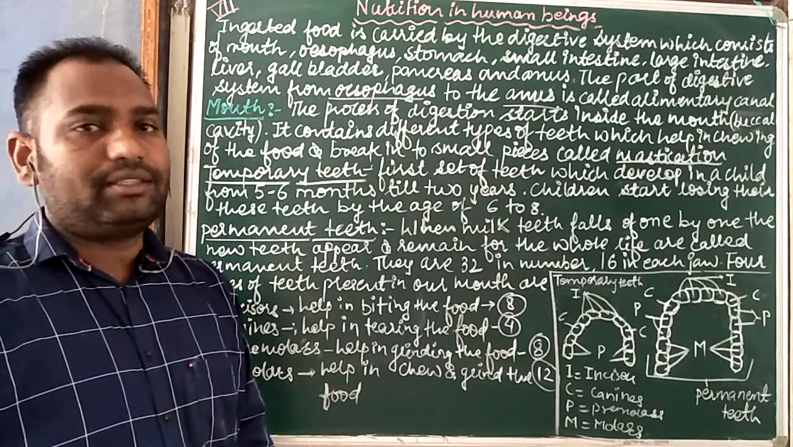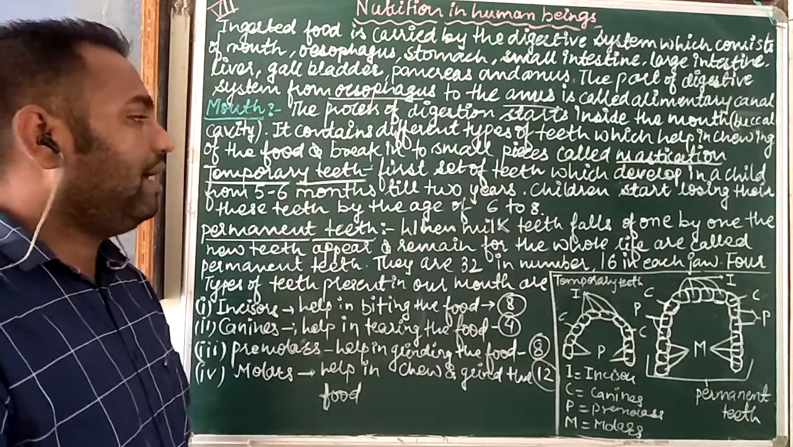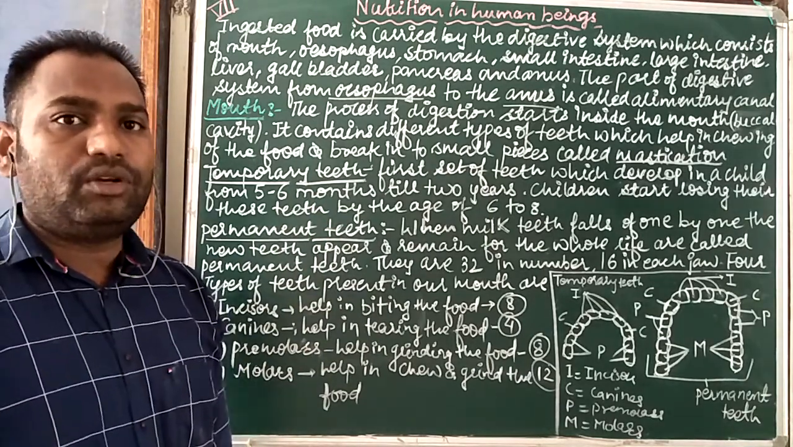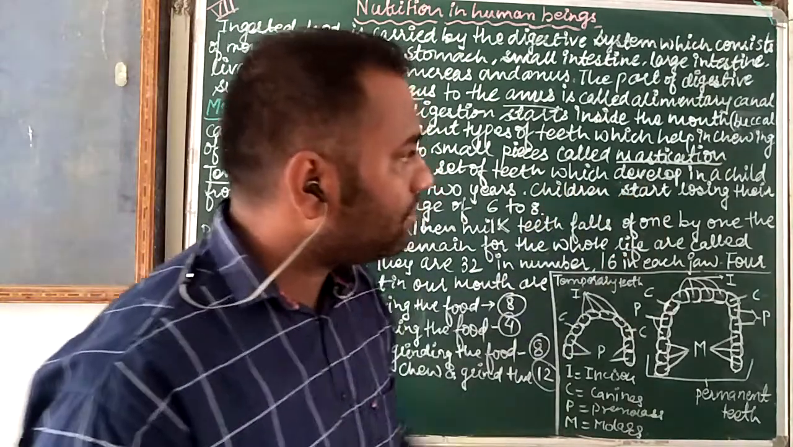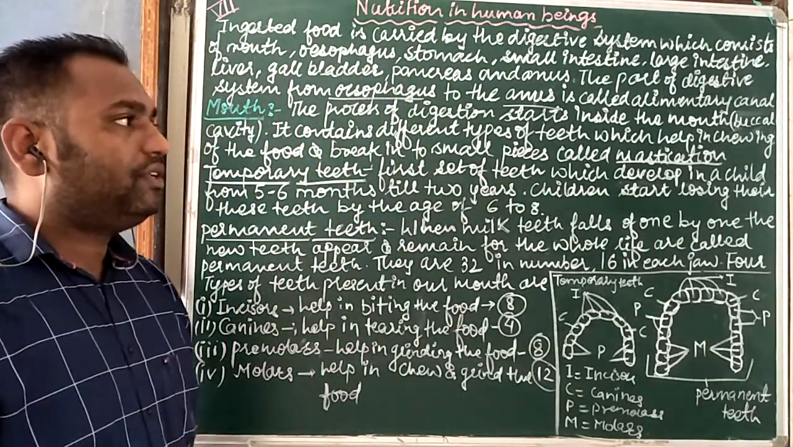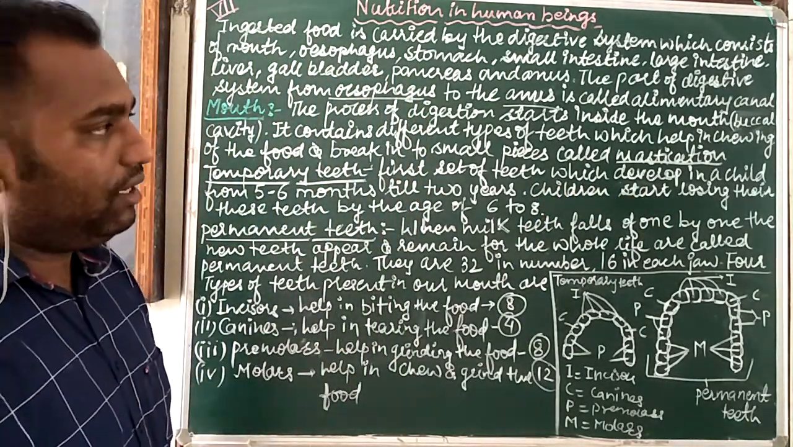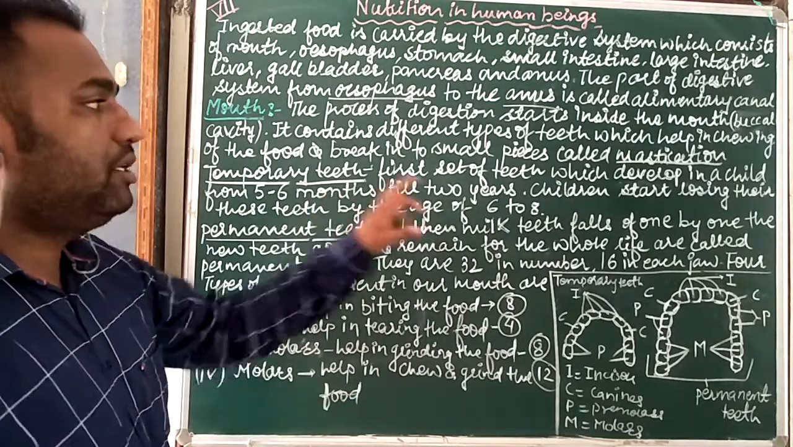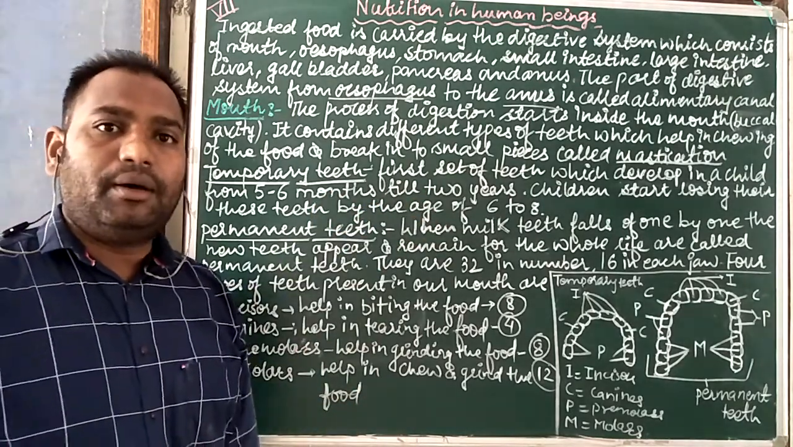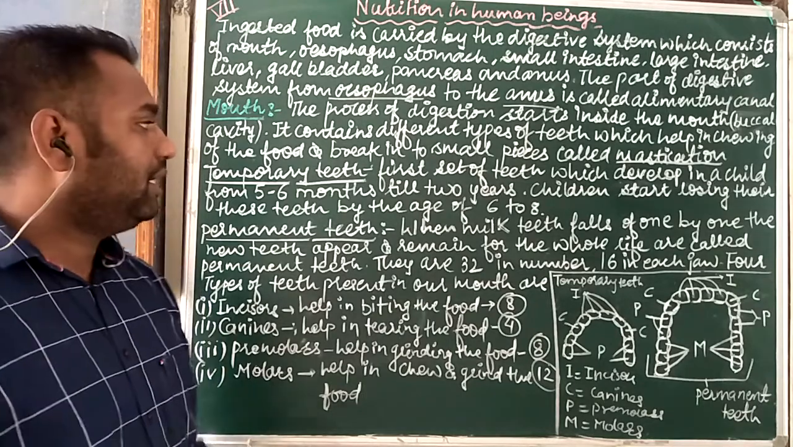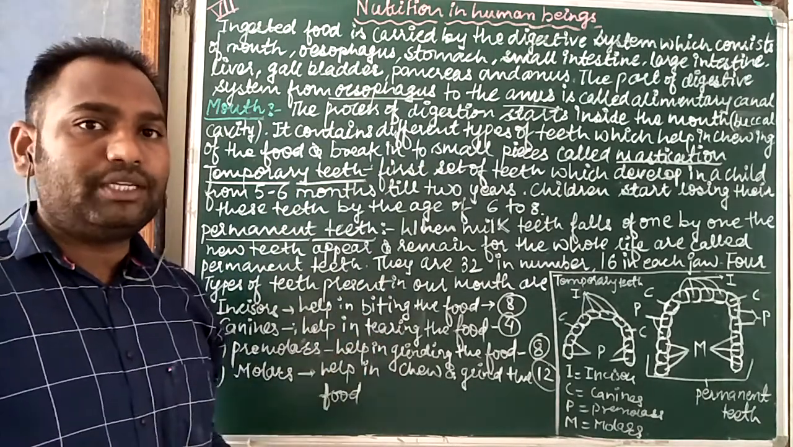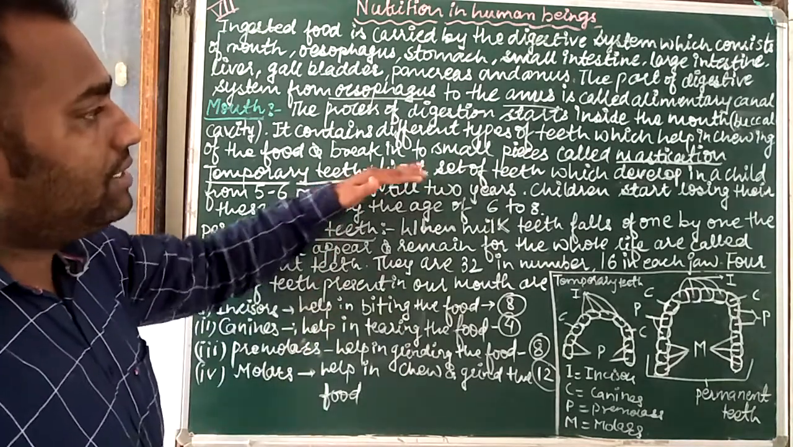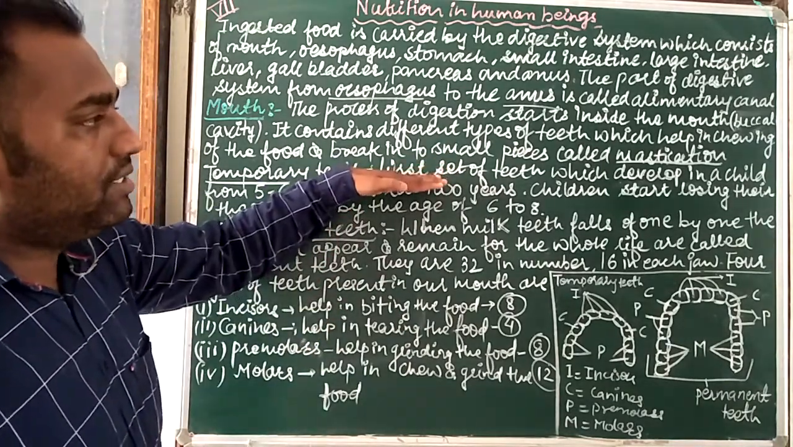So you've seen that this is also named milk teeth. This is the first set of teeth which develops in a child. After birth, after 5 to 6 months and up to 2 years, a set of teeth is produced inside our mouth.